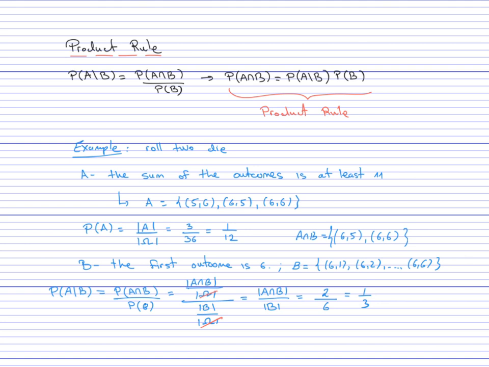So let's see. We started by asking the question, what is the probability of A? Then we got 1 over 12. Now, if I ask you what is the probability of A given the information B, that becomes 1 over 3. So we updated the probability of A given the information.